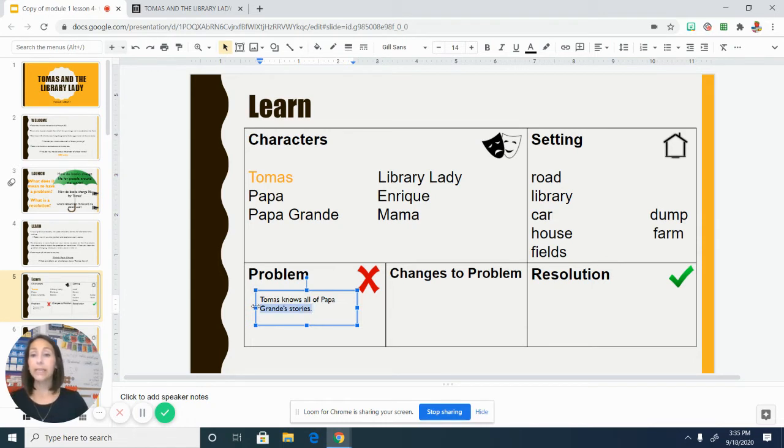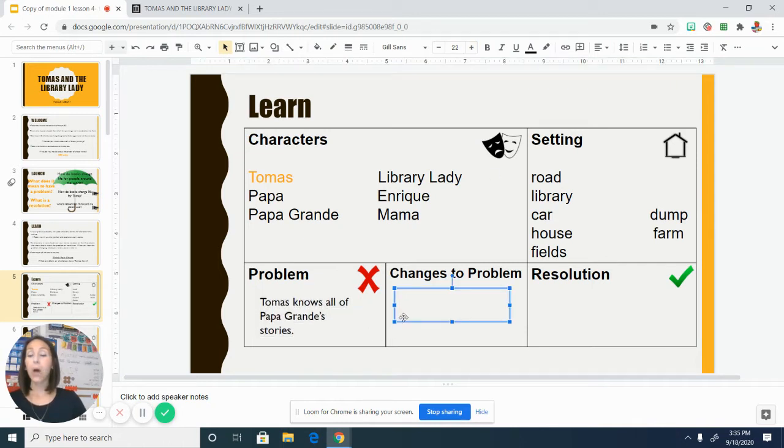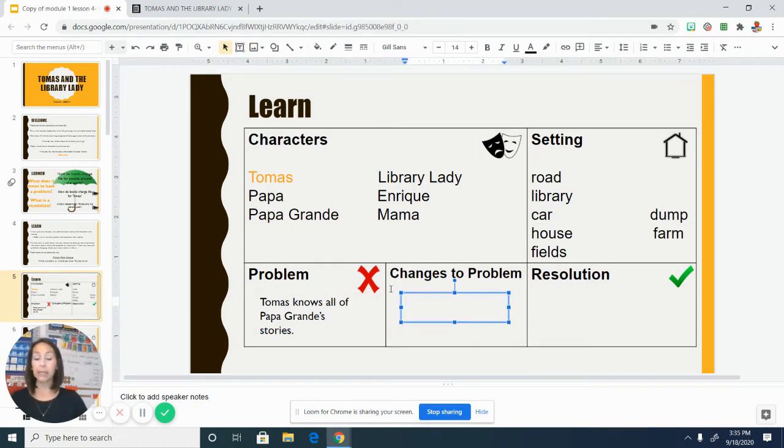Okay, very good. Now, once we figure out what the problem is, the next step is to think about how the characters try to solve the problem, right? Normally, and in life as well, it's not as though there's a problem and then, poof, all of a sudden it's not a problem anymore. Very rarely. Most of the time, in order for a problem to get solved, somebody has to do something or something has to happen.